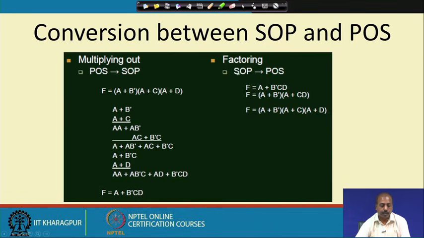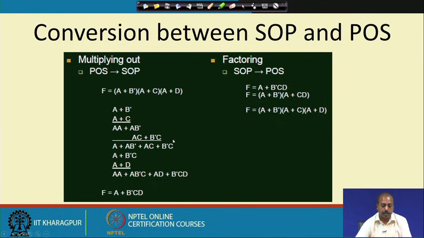Next, how to convert from product of sum to sum of product, or sum of product to product of sum. Product of sum to sum of product. This expression is very simple. You just go on multiplying the thing. Say I have an expression like a plus b bar into a plus c into a plus d. What you do, you just multiply a plus b bar by a plus c.